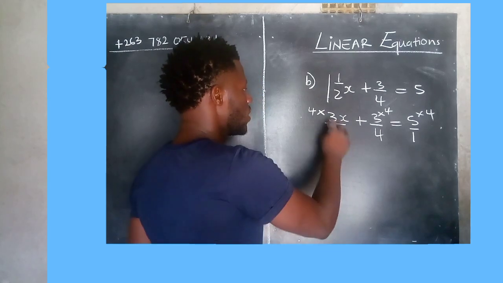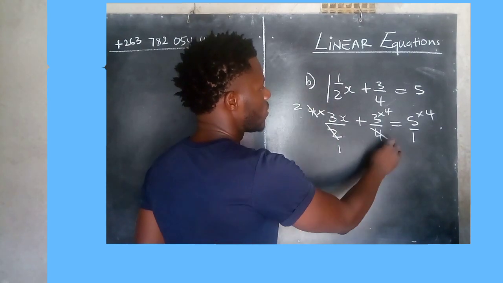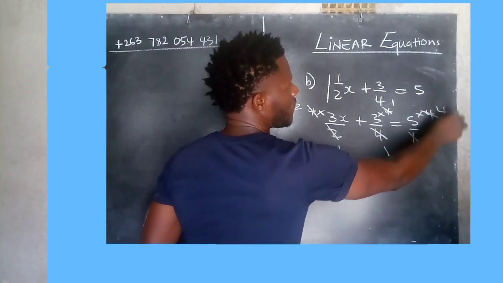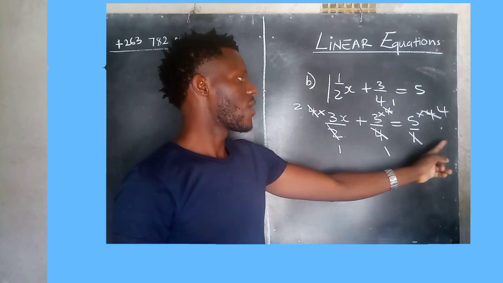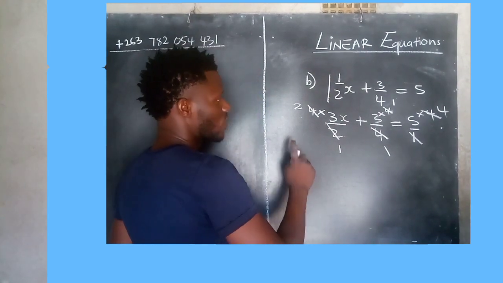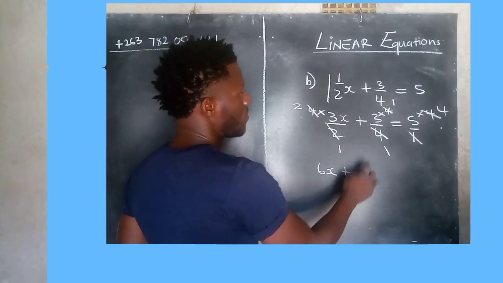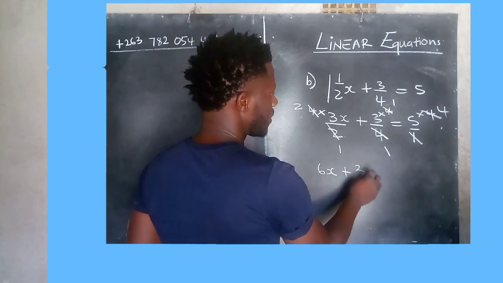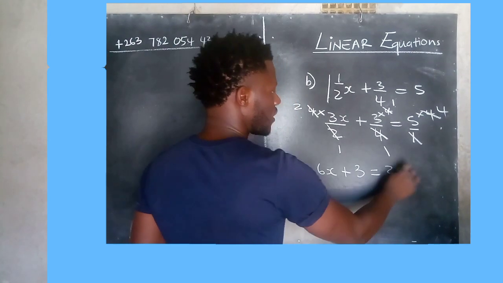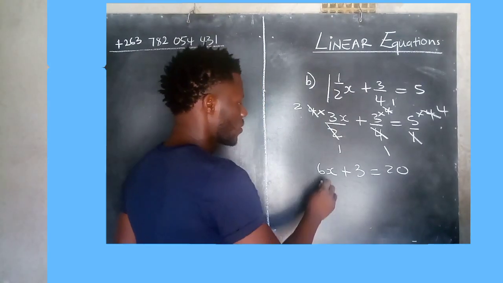Then we divide: 2 into 2, we get 1, 2 into 4, we get 2, 4 into 4, we get 1, 4 into 4, we get 1. Then 1 into 4, it will remain 4. Now, since we have denominator 1, 1, it means there's no more any fraction. So we are going to collect terms on the numerator. 2 times 3x, we get 6x, plus 3 times 1, we get 3, is equal to 4 times 5, we get 20.